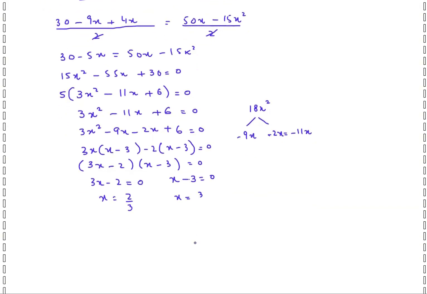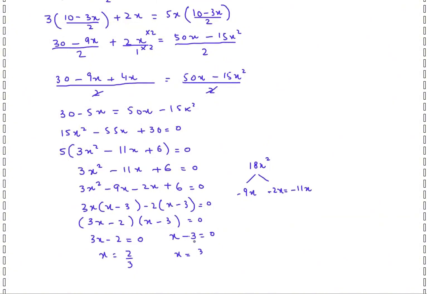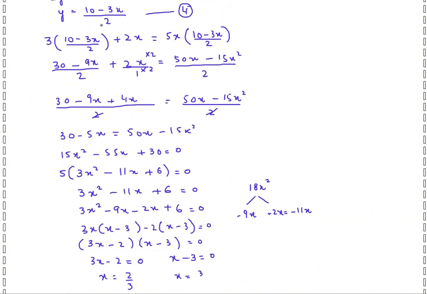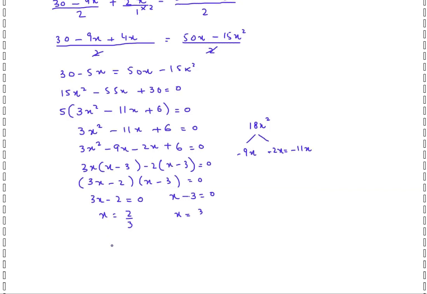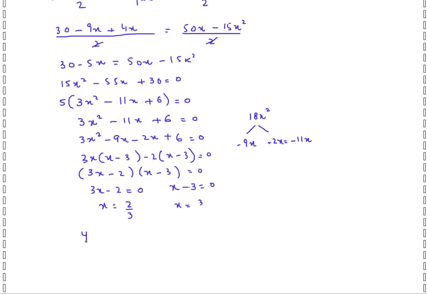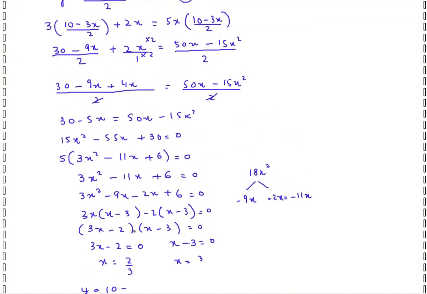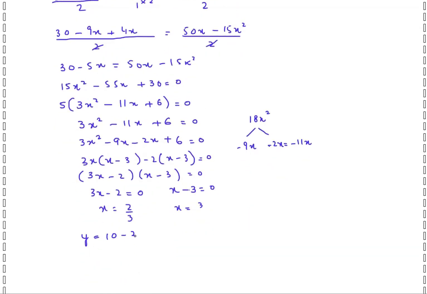Now we'll find the values of y by substituting the values of x in equation 4. So y is equal to 10 minus 3 into 2 upon 3, divided by 2. This 3 and this 3 will be cancelled out. 10 minus 2 is 8, and 8 divided by 2 is 4.